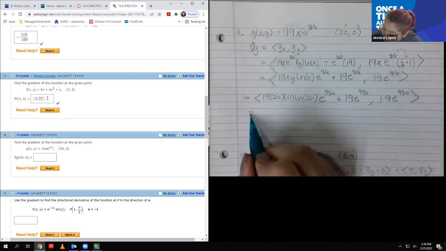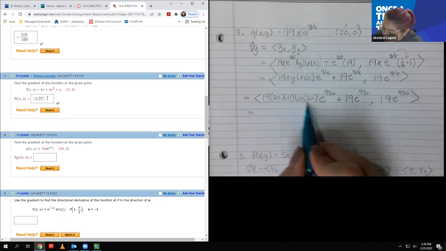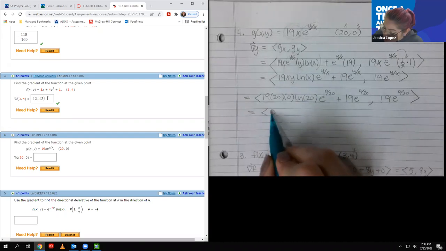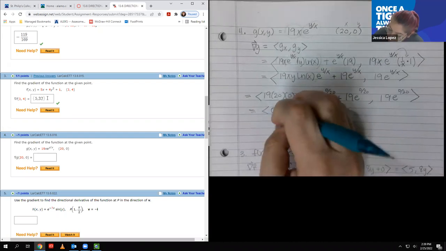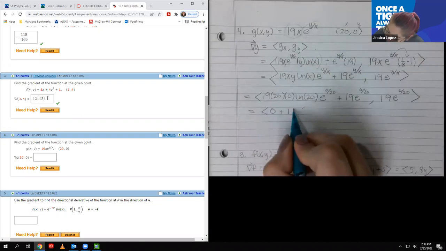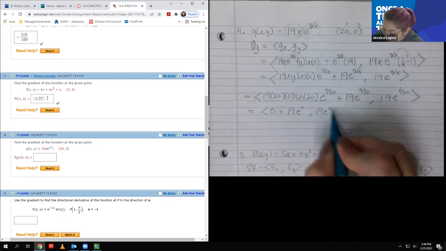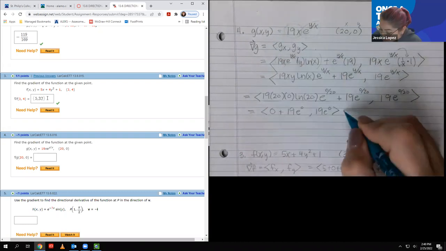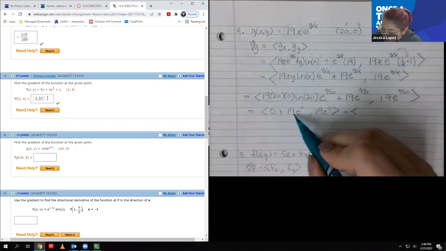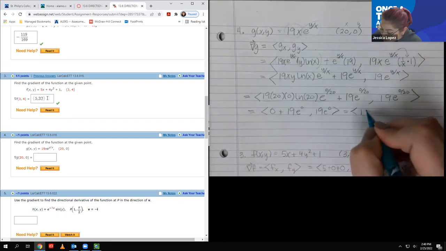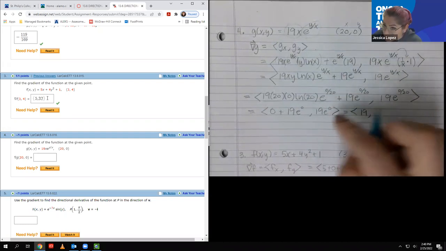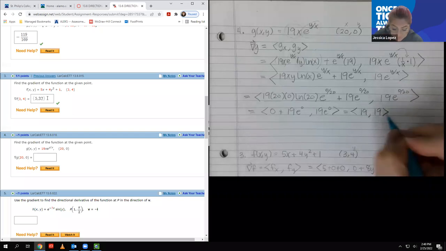And so then here, 0 times anything is just going to be a big fat 0. And then I have plus 19e to the 0, comma, 19e to the 0. And we know anything to the power 0 is 1. So really, this is just 19 times 1, which is 19, and 19 times 1, which is 19.